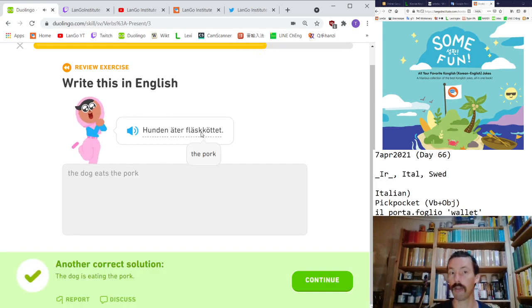And it's not a long K. The first K belongs to the component fläsk, where it is still a K. Fläskköttet. Fricative kött. Fricative and kött.